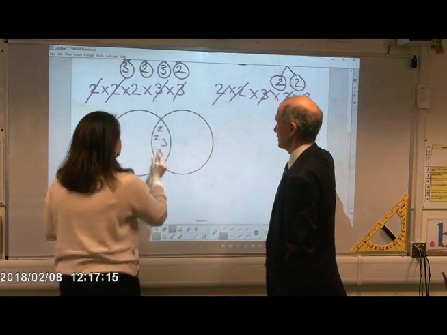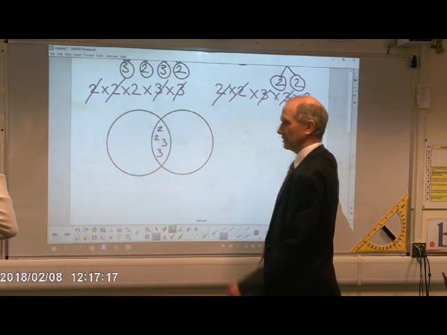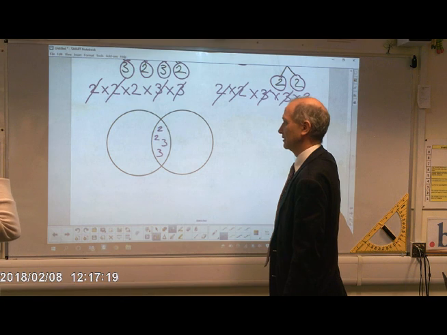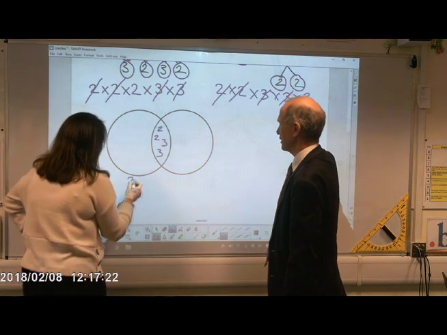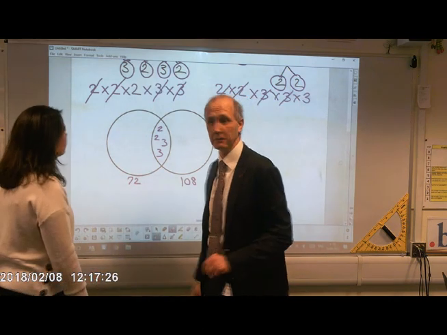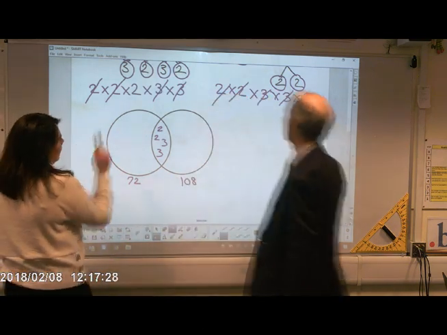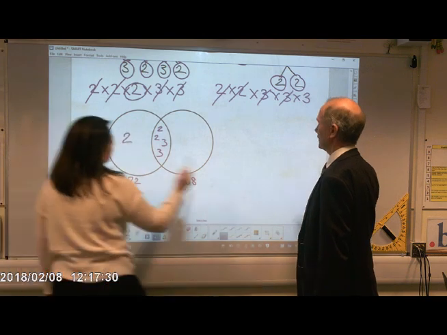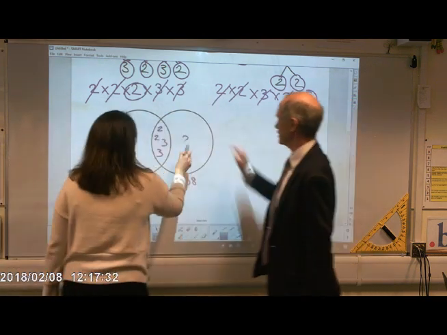Oh no, I've missed out a step, Mr. Casey. What step have I missed out? You haven't labelled them. Oh, big mistake. Often happens. People don't label and they get confused. What do I have left? I have a 2 left and I have a 3 left. Goes in there. Beautiful. Lovely.